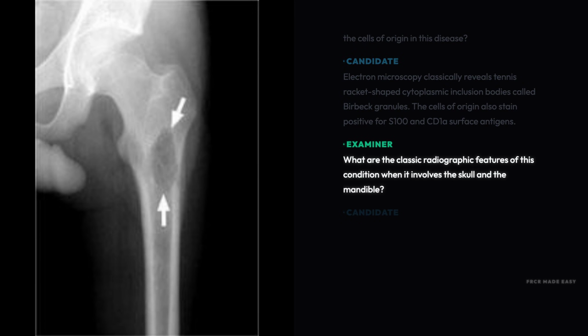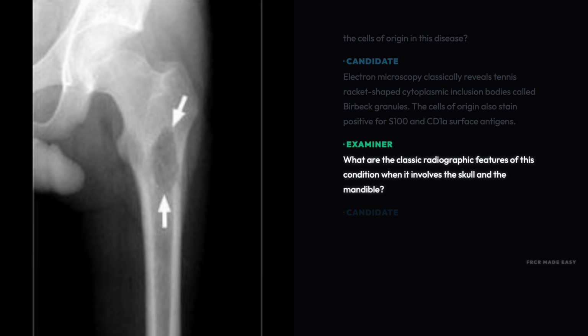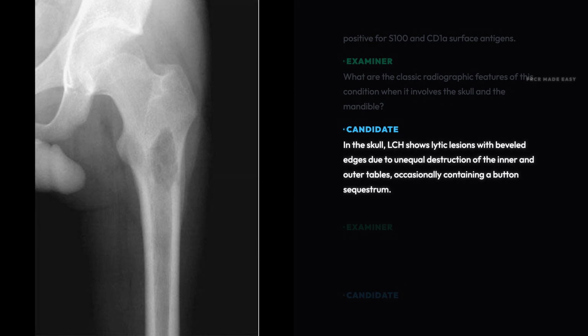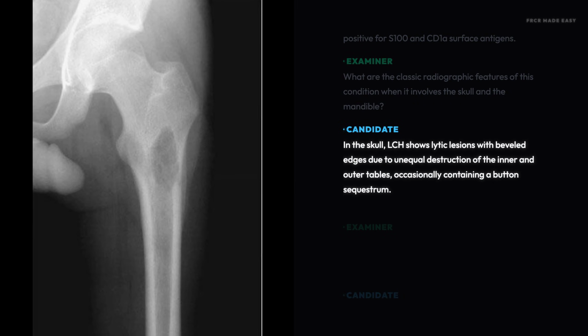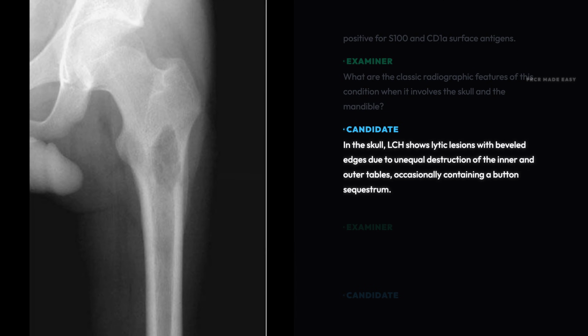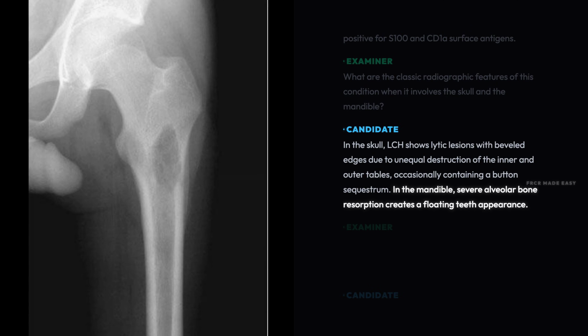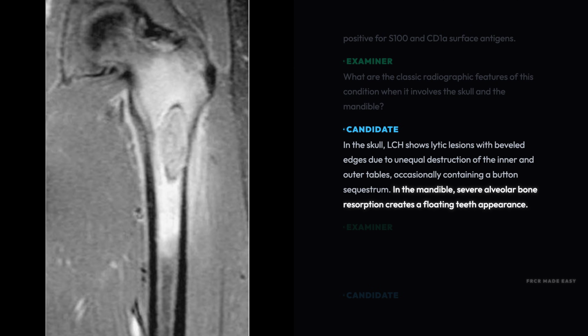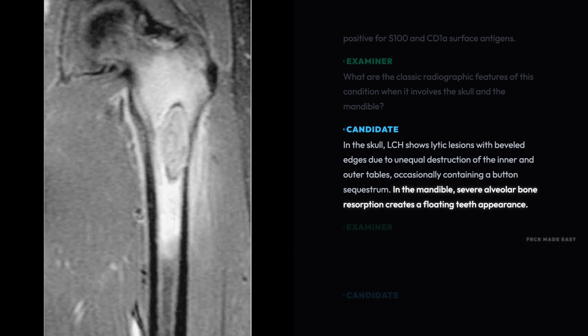What are the classic radiographic features of this condition when it involves the skull and the mandible? In the skull, LCH shows lytic lesions with beveled edges due to unequal destruction of the inner and outer tables, occasionally containing a button sequestrum. In the mandible, severe alveolar bone resorption creates a floating teeth appearance.